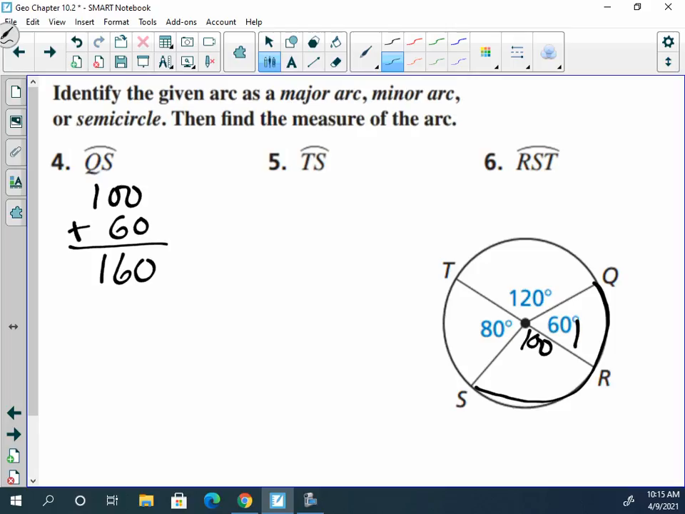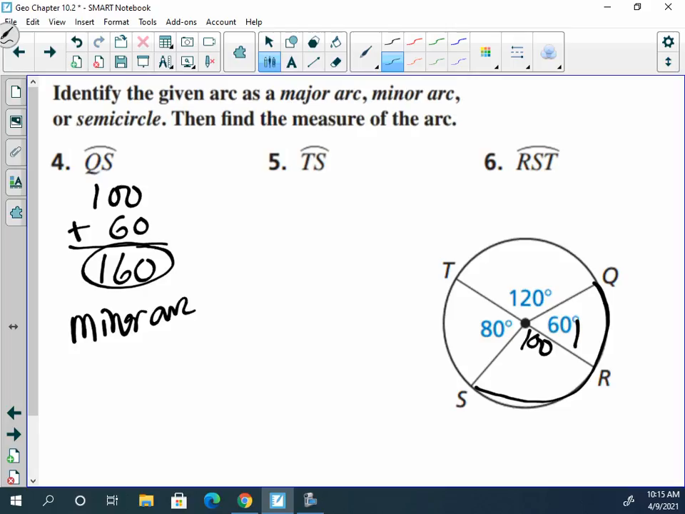So is that all we needed to do for number 4? Yes. And how do we know it's a minor arc? Less than a half circle. Less than a half a circle, which is less than 180. If it's less than 180, it is a minor arc.